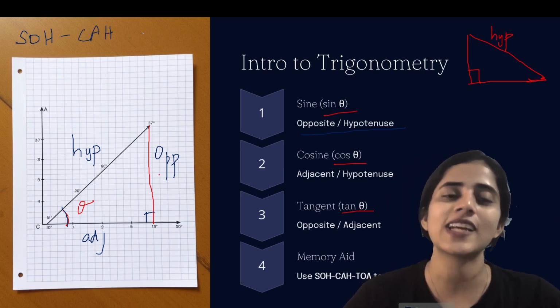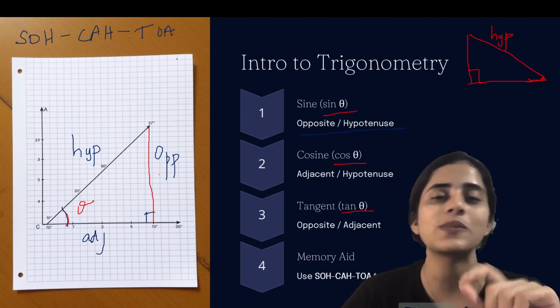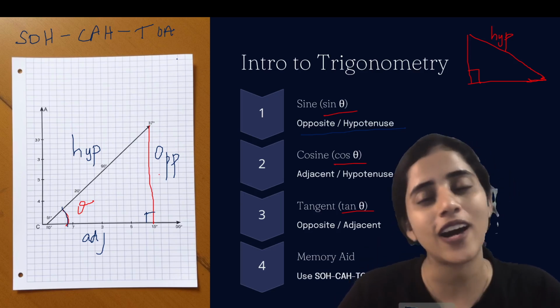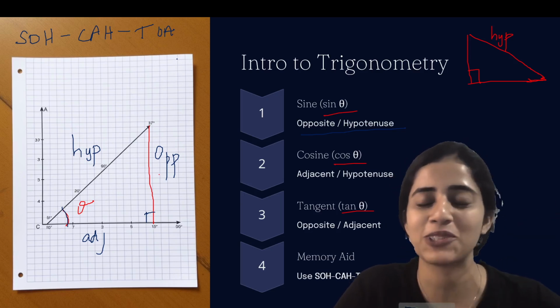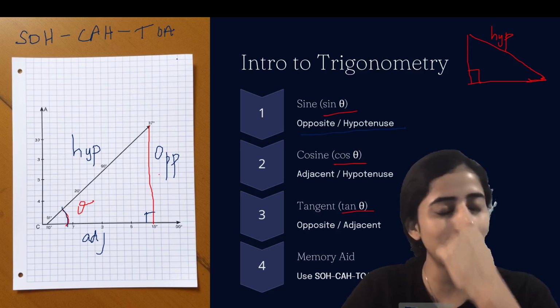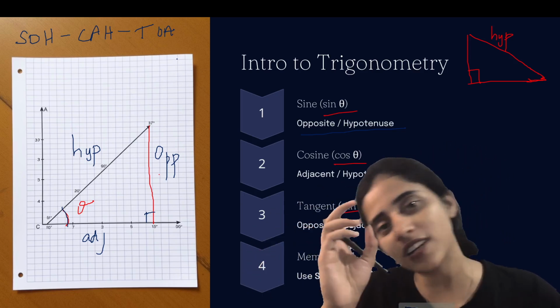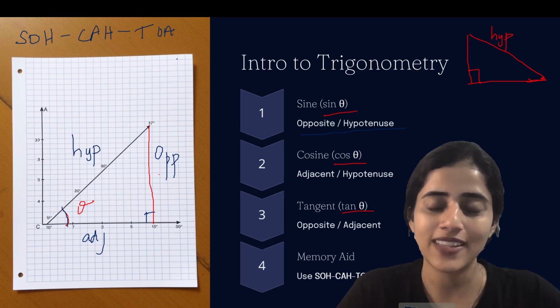CAH: cos is adjacent by hypotenuse, and tan is opposite by adjacent. So, TOA. For some of you, this might be more difficult to remember, no? So it's always good if you can make your own shortcuts. There are certain things that you will remember, so you can relate to that and make shortcuts for your studies. That will help you.